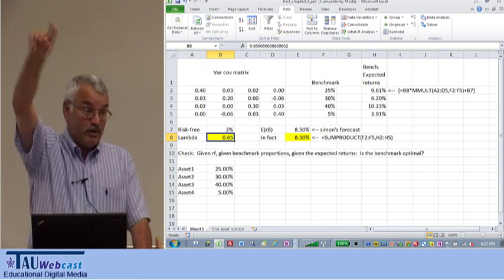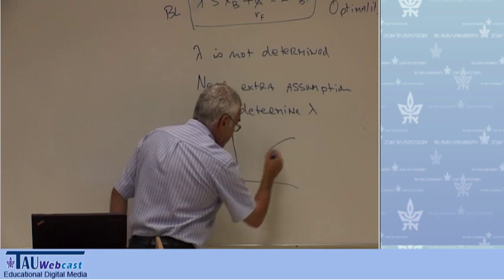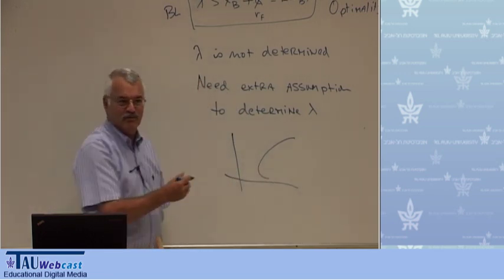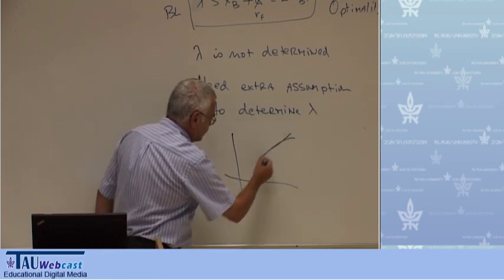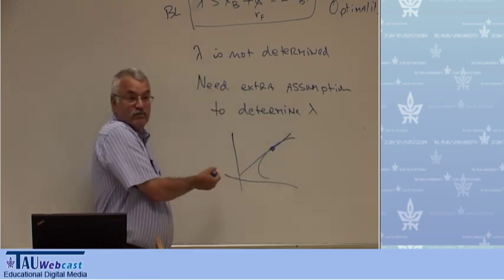Right? Because every lambda gives a solution. And the answer is, how many times do you think we draw this picture in an average investment course? The answer is, that's it. There's only one solution.